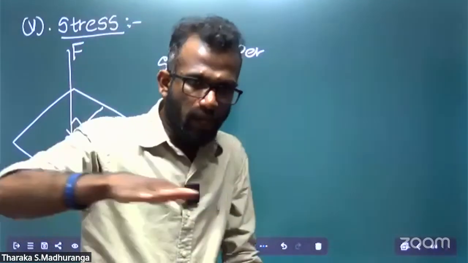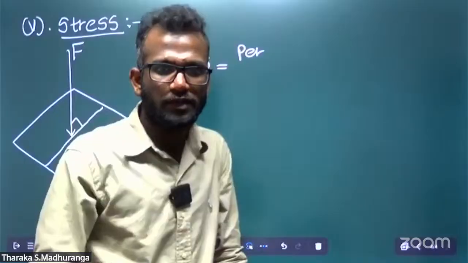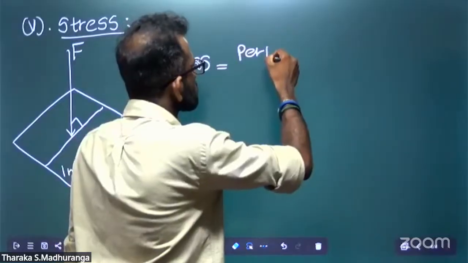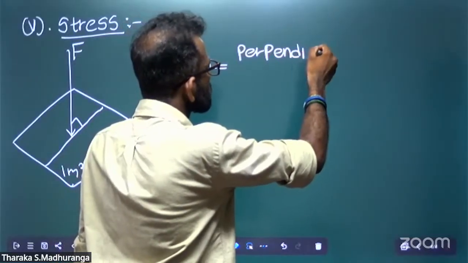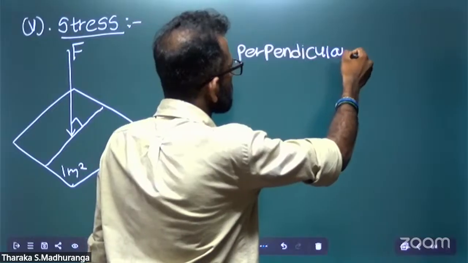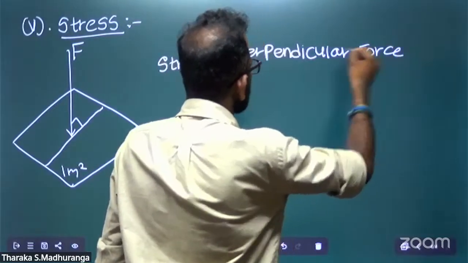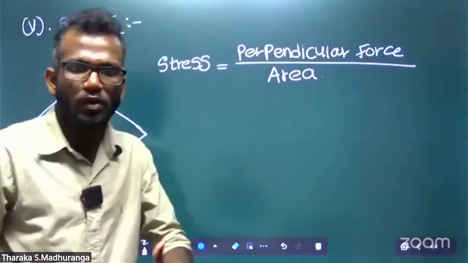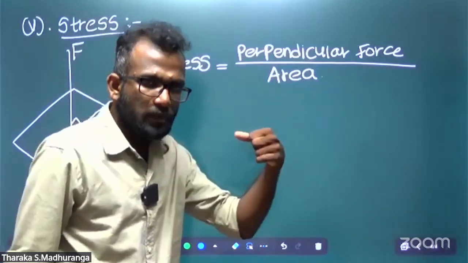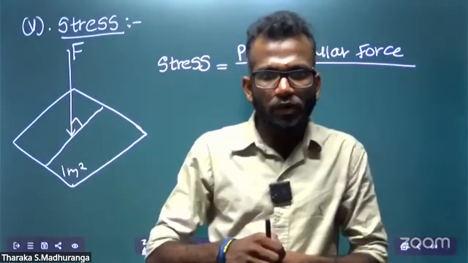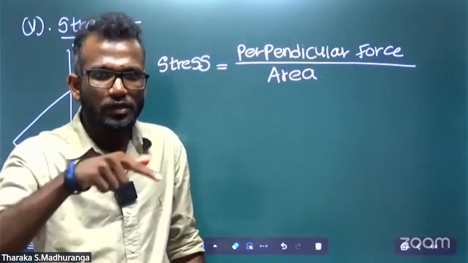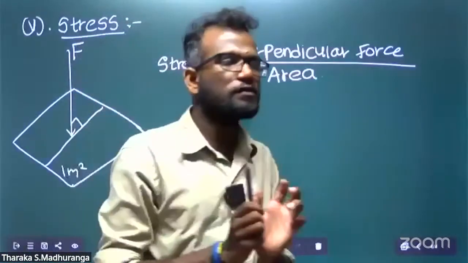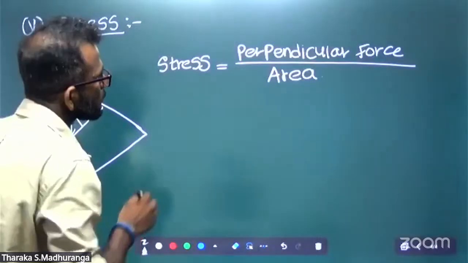Perpendicular means a 90-degree angle to the surface. Perpendicular force over area. The perpendicular force acting on a unit area of an elastic object, that we call the stress. Okay, I'll give you the definitions. Okay, now this is the stress.